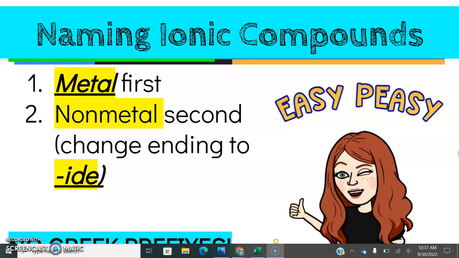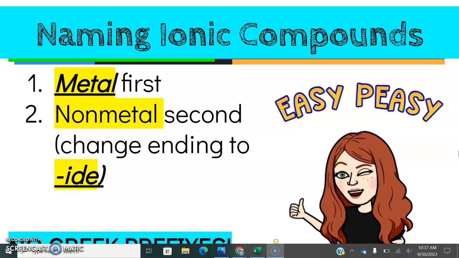Okay, so up to this point all you have had to do is take a look at a metal and a nonmetal and determine their charges, and then determine the compound formula based on the charges. Now we are going to have to be able to look at a formula and name the compound, or be given the name of a compound and then be able to determine the formula from it.